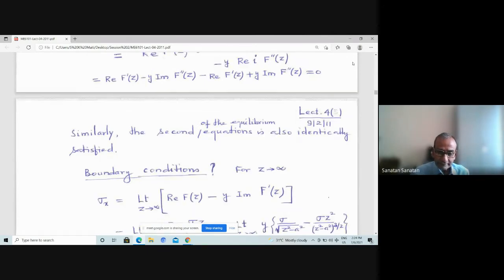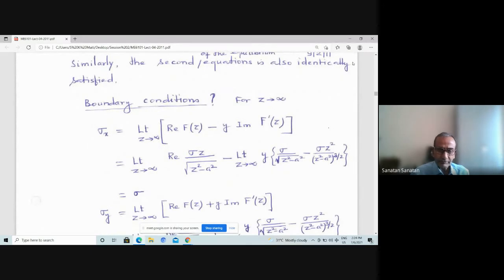Let us check whether this sigma x is sigma at z tends to infinity. Sigma x definition is this, and if I take this definition and consider the boundary z tends to infinity, once you plug in the value, this one remains as it is, and this one, y and its derivative with respect to z, is going to give you this derivative, because f of z is sigma z by square root z square minus a square, and if you take its derivative with respect to z, it gives you this. At z tends to infinity, this gives you just sigma, because you can take it down, and it will actually have 1 minus a square by z square. At z tends to infinity, this is 0 and this is 1, so therefore this becomes sigma.